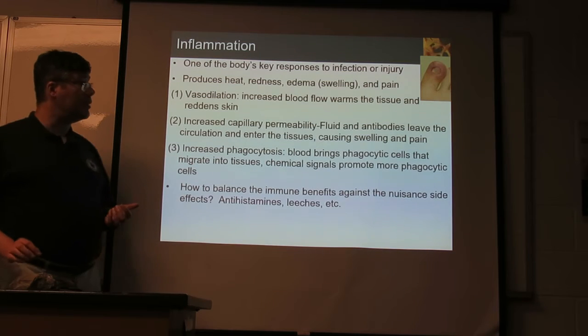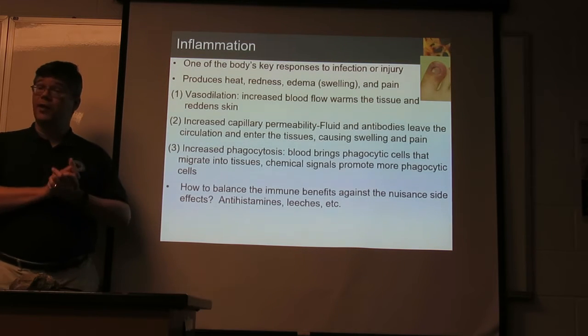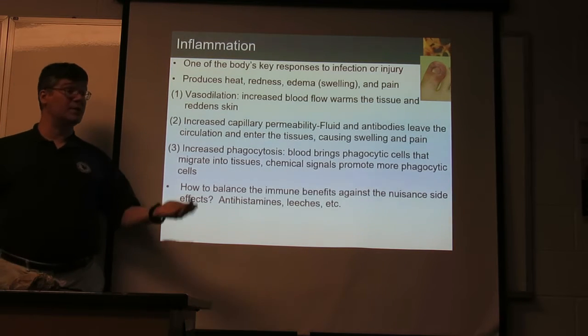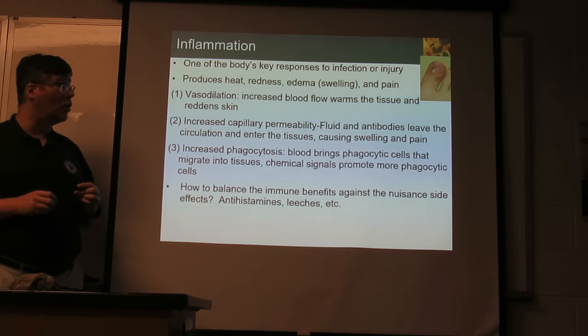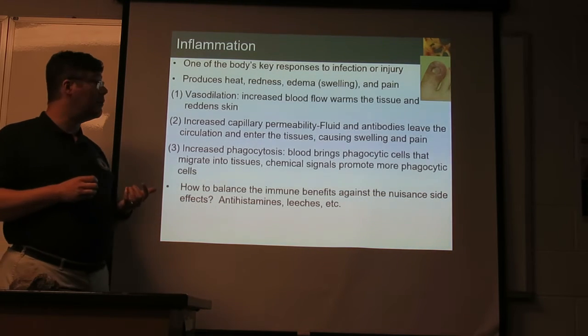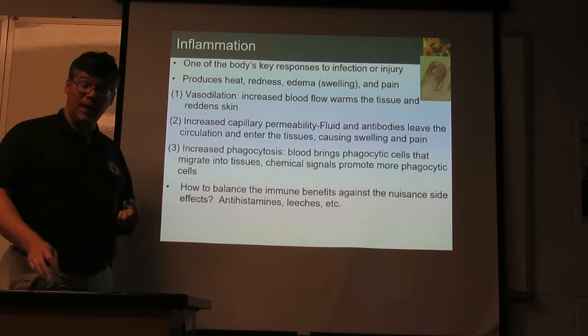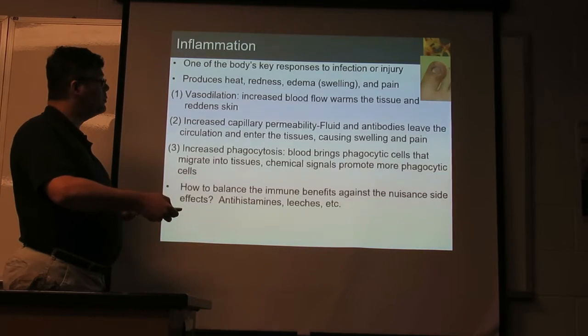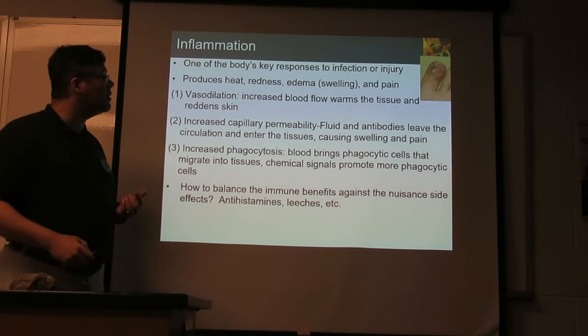A common standard response to infection or injury is inflammation. This produces red color to that part of the body, warmer temperature, swelling, and it tends to hurt. Like this, whoops, this toe over here doesn't look comfy.